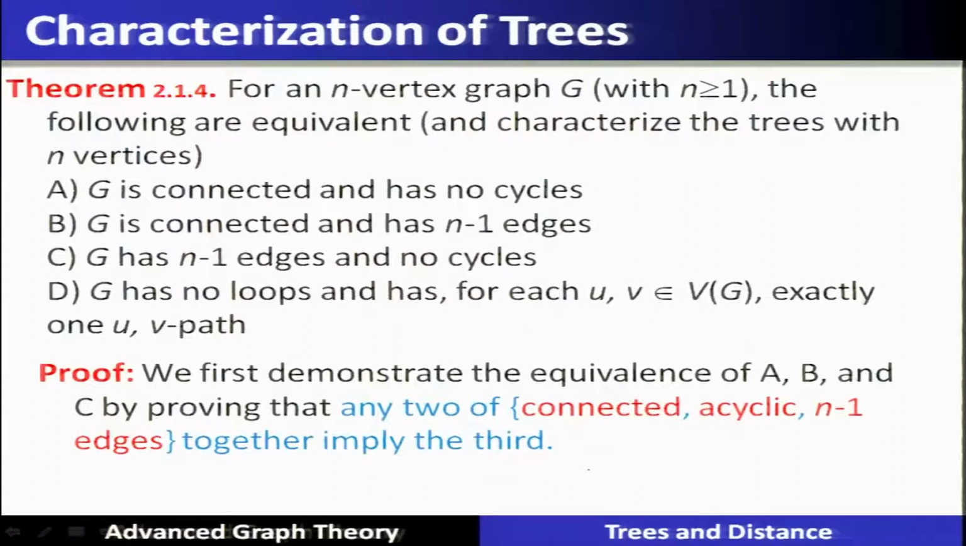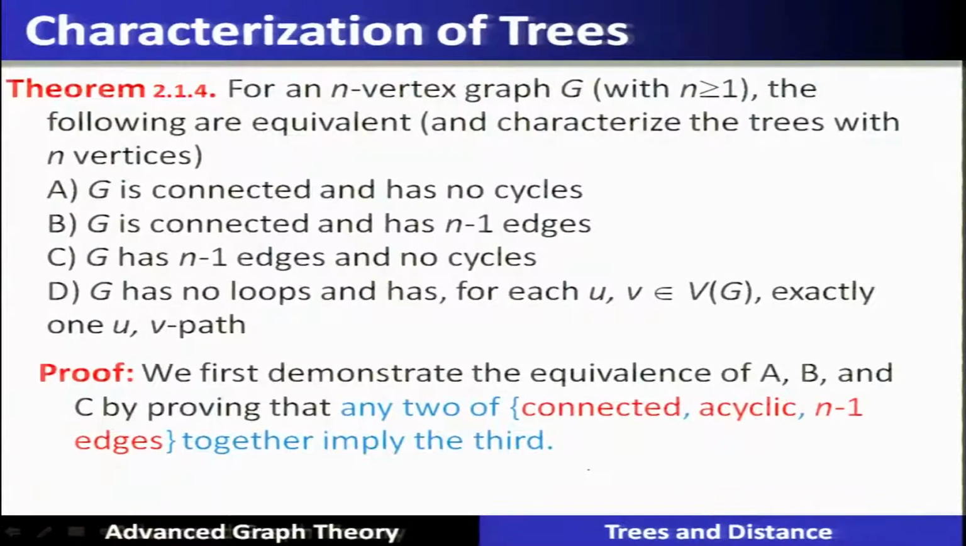G has no loops and, for each UV pair within the vertex set of G, exactly one UV path exists, then it will also characterize a tree. So all these 4 different statements or properties characterize a tree and they are all equivalent, which we are going to prove now.